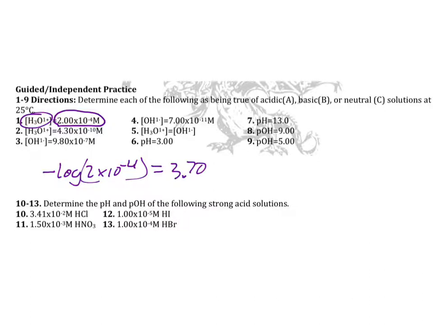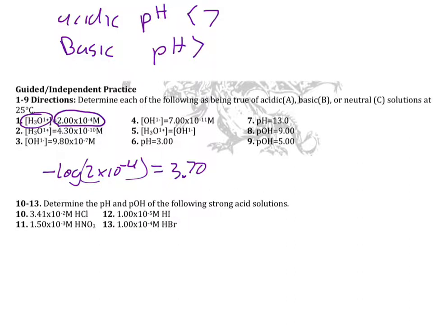Now again, if pH is less than 7, that's going to be acidic. Acidic is a pH of less than 7. Basic is a pH greater than 7, and then neutral is where the pH is equal to 7. All right, so this here is acidic.